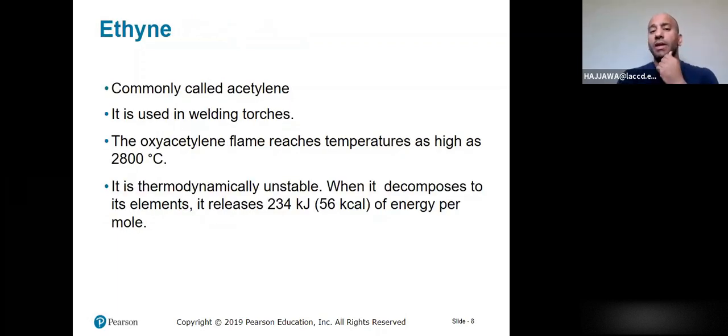This is ethyne. The common name for it is acetylene. It's used actually in welding, and the oxyacetylene flame reaches temperatures as high as 2800 Celsius. So that's useful. And we've seen that the hydrogenation actually releases 234. So when it decomposes down to its elements, you could see here that the energy being released tells you that the compound, which is the alkyne, is thermodynamically unstable, compared to alkene or to alkane. Alkane would be the most stable in terms of decomposition.